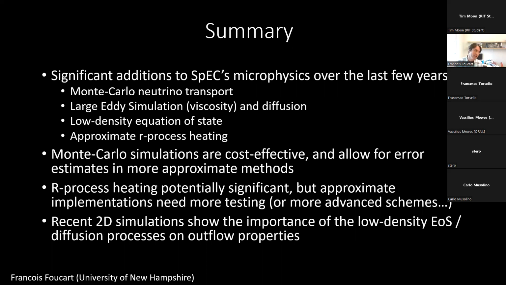We also find that R process heating in the outflows can be quite significant, both to determine the mass of the outflows, the velocity of the outflows, and their geometry. And finally, our recent 2D simulations show that the choices made for the low density equation of state, as well as non-ideal effects such as diffusion of composition and entropy, can be significant in these seconds-long post-merger simulations and might need to be included in the future. I'm going to stop here and take any questions that you might have.